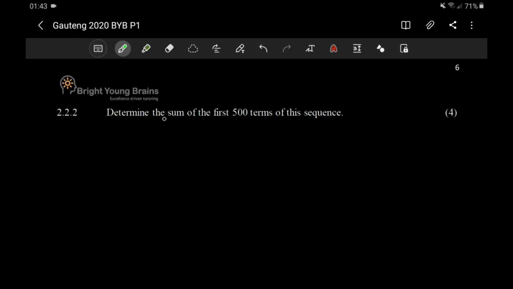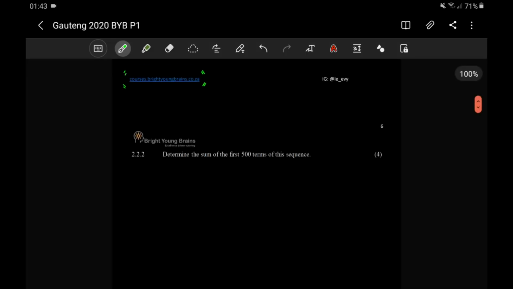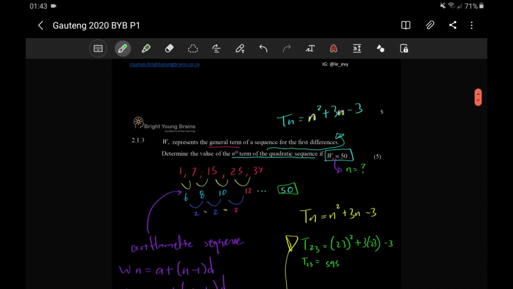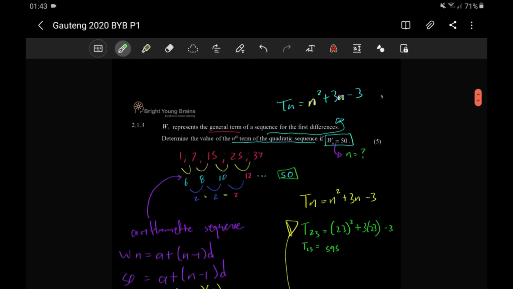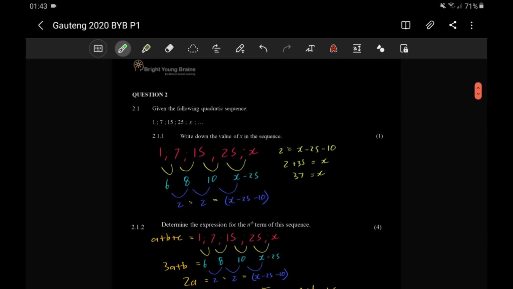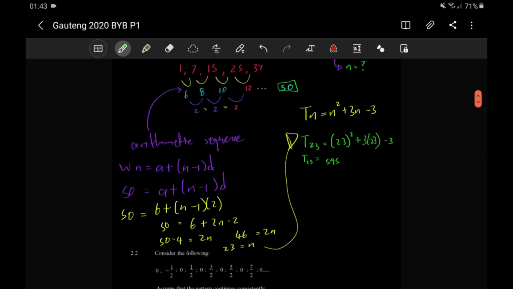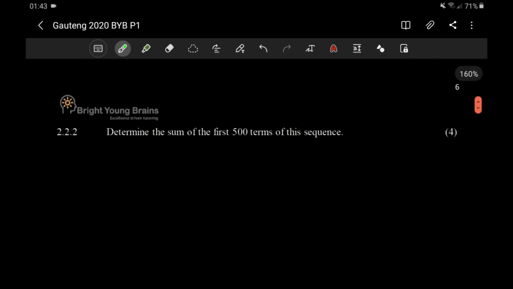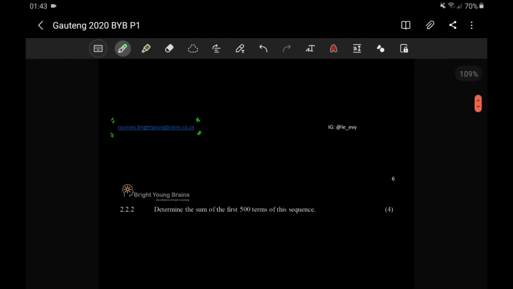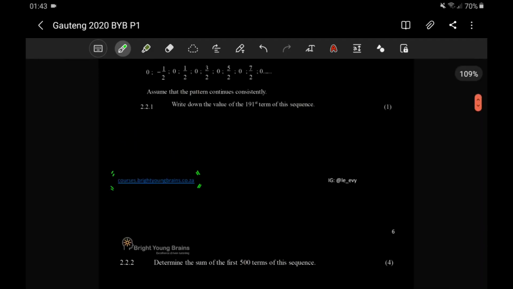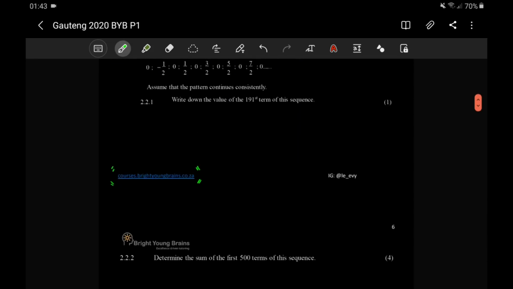It says determine the sum of the first 500 terms of this sequence. So, I mean, you want to look at the way this is structured. It started here with like 2.1 and then 2.1 yada yada yada. So if they're talking about you getting the sum of the first 500 terms of this sequence, you may be thinking to yourself, but then which sequence are they talking about? Are they talking about... I jumped the gun.